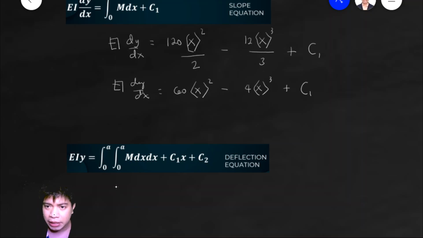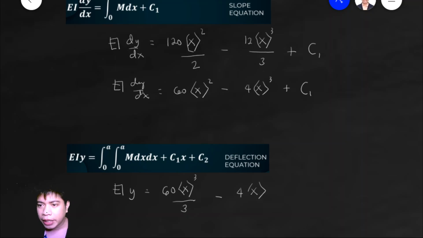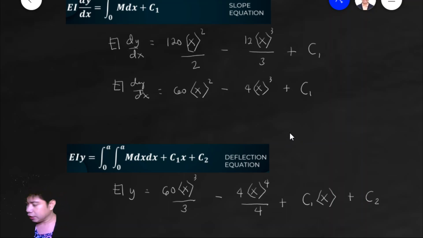So what will happen is EI y, the integral of dy over dx, is y equals the integral of 60x squared, which is 60x, then cubed divided by 3, then minus 4x raised to 4 divided by 4, then plus c sub 1, then x. Let's enclose this in a pointed bracket, then plus c2. Okay? I hope we understand each other, guys. So this is our deflection equation.